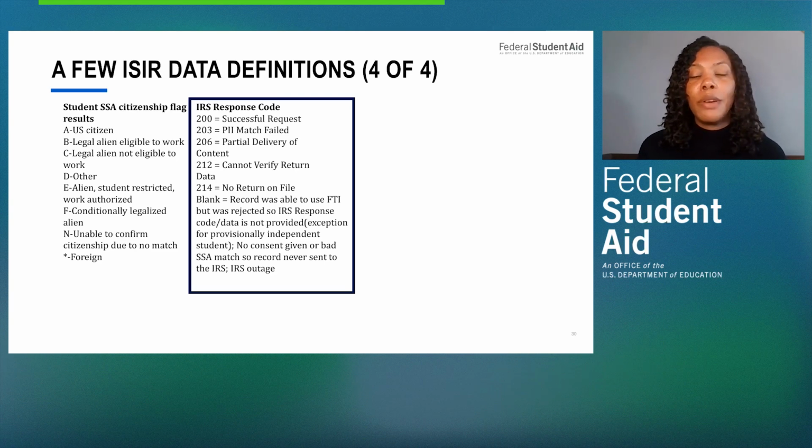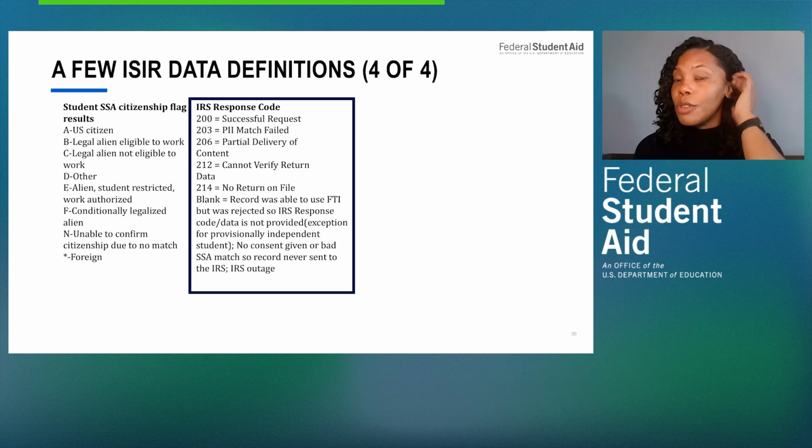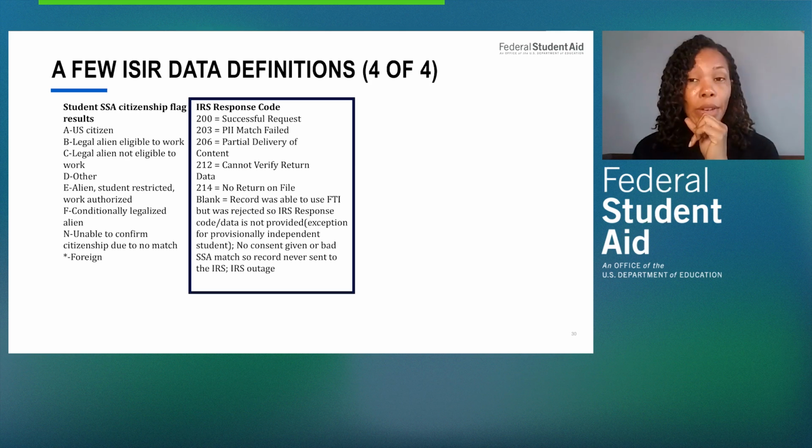212 is they cannot verify the return data, and they can't give more information than that, via the IRS. And then 214 is no return on file, no tax return on file. That is also serving as your non-filer verification, which you really don't have to do now because you have 214, which is saying that there's no tax return on file.